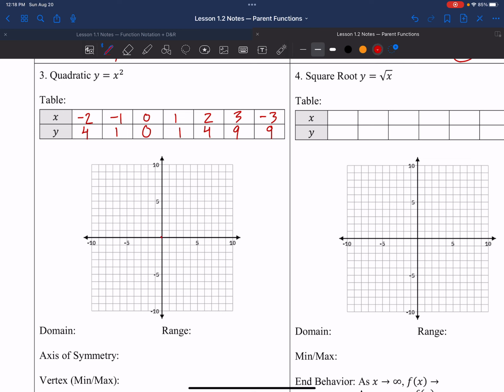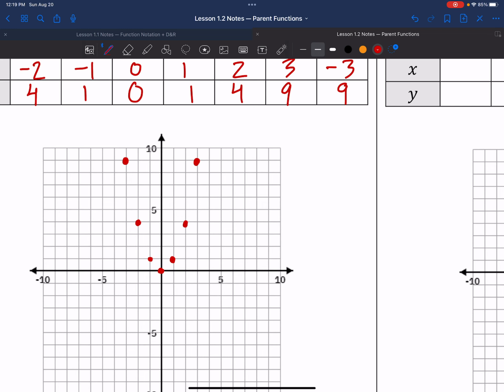So I get (0, 0), (1, 1), (2, 4), (3, 9). So it looks kind of like that. (-1, 1), (-2, 4), (-3, 9). And you see that this is kind of a U shape here, right? So I'm going to lightly try and get a nice parabola here. By the way, that's what this shape is called, if you don't remember. This U shape of a quadratic function, x squared, is called a parabola.